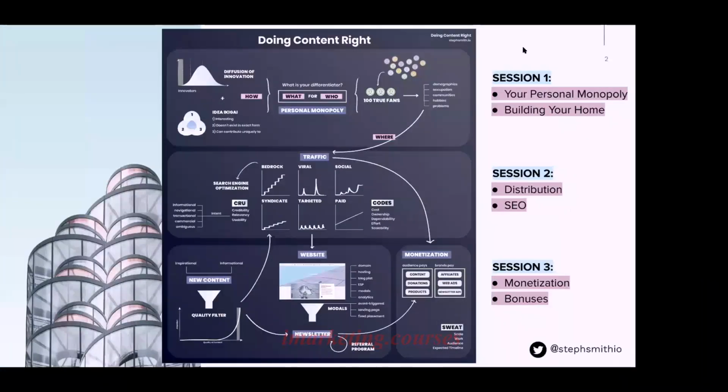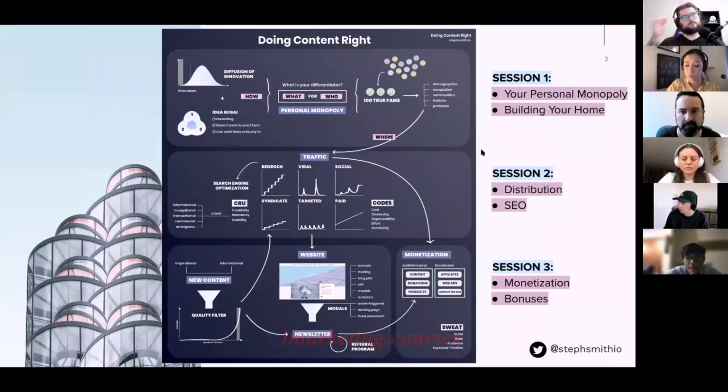As I said, today we're going through chapters 1 and 2, which are your personal monopoly and building your home. There are 10 exercises in the exercise booklet that comes with Doing Content Right that you can go through for these 2 chapters in particular. You can see we're really going through this top section. This is kind of like an infographic that goes over the whole scope of the book. This top section is really talking about how competitive content is today and how you find your differentiator within that very, very competitive space.